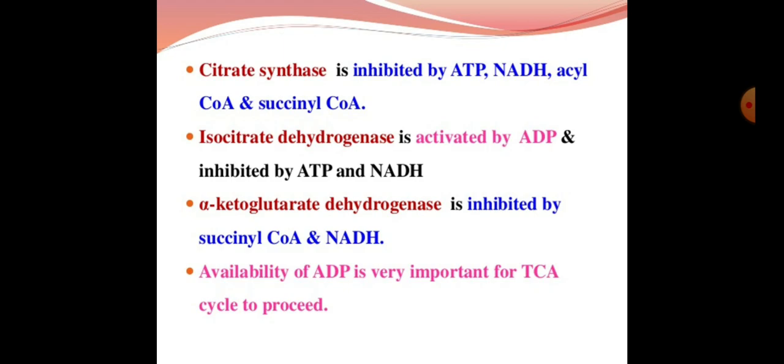Citrate synthase is inhibited by ATP. More ATP means the cycle stops. Isocitrate dehydrogenase is activated by ADP. When we need energy, it is activated. It is also inhibited by ATP. The third important enzyme, alpha ketoglutarate dehydrogenase, is inhibited by succinyl CoA and NADH. So the availability of adenosine diphosphate is very important for the TCA cycle to proceed.